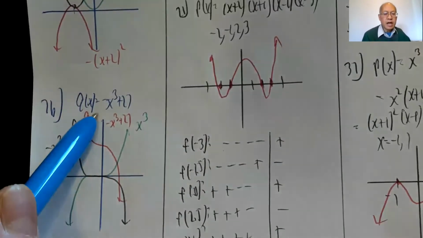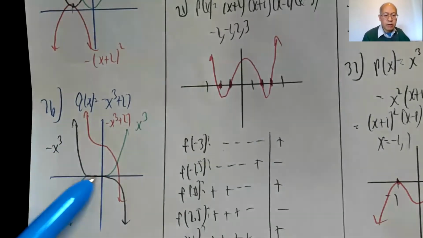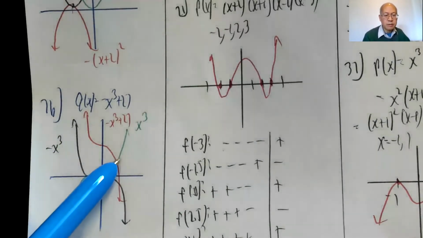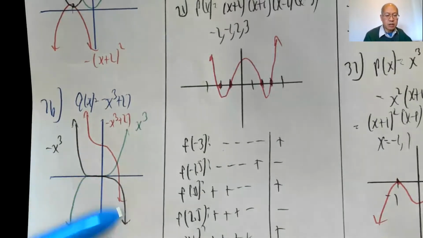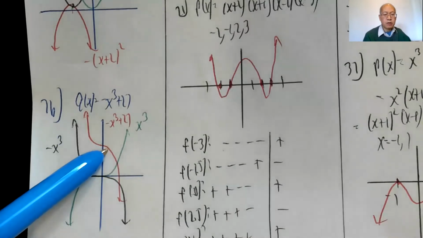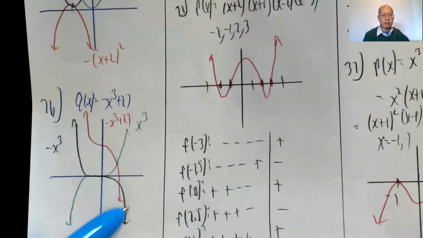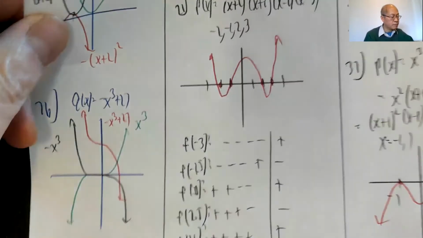7B, negative x cubed plus 27. So the green is the basic graph of x cubed. If I reflect across the x-axis, that gives me negative x cubed, and then shove the whole graph up 27 units. So I get the red one for the final answer.